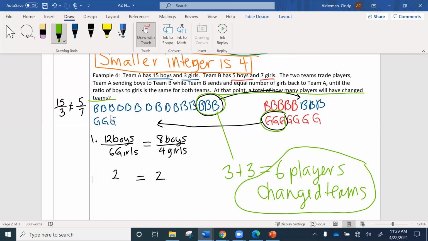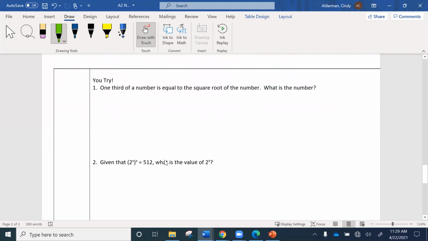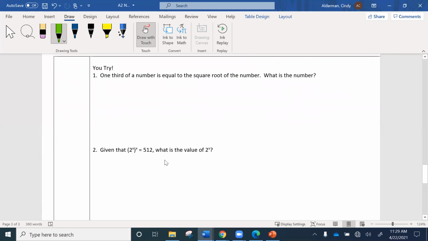So that's a good way to do it. You could also do each move one at a time, right? And see what the ratios are. We just happened to get lucky on this one. Okay, why don't you stop the video now and see what you can do with numbers 1 and 2. Try and set something up.